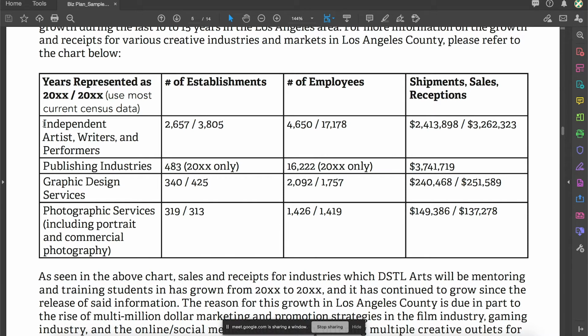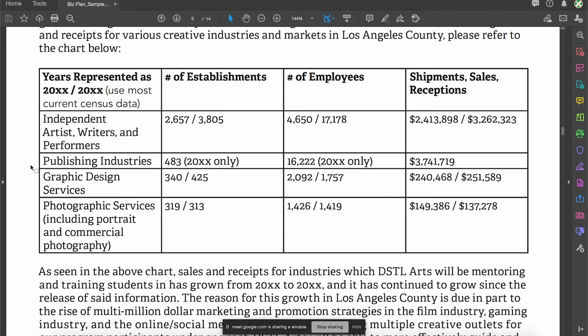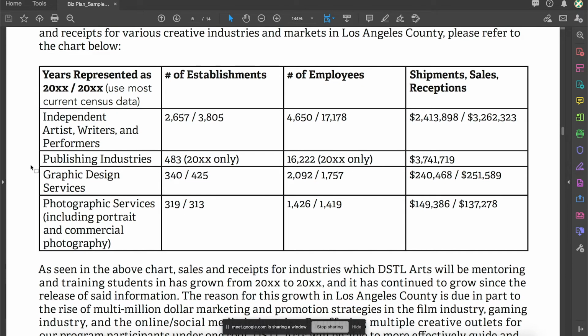So you have a lot of independent artists, writers, and performers. There are actually publishers in LA County, graphic designers, and as you can see, sometimes they fluctuate. Sometimes the number of people that are working changes, but overall the amount of money that is made is pretty high. So if you are hoping to start a business as an artist in LA County, 1 out of every 5 jobs is part of what's called the creative economy.